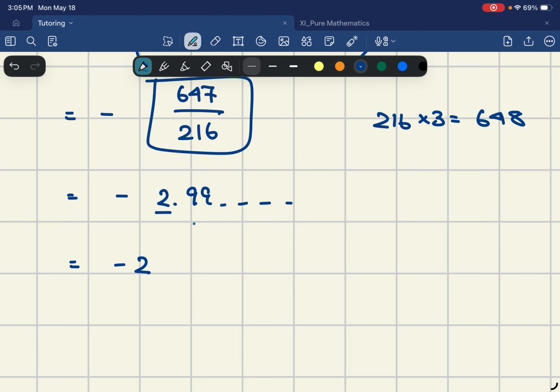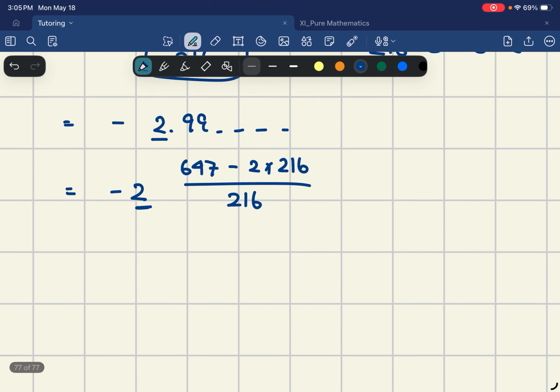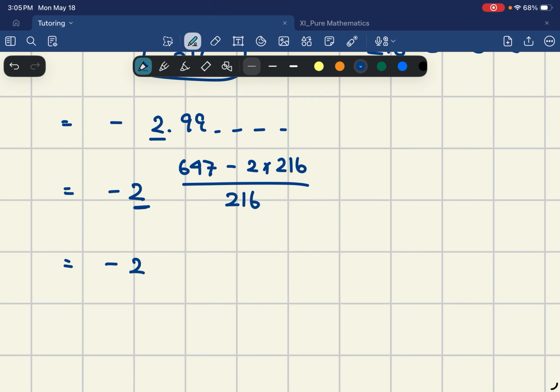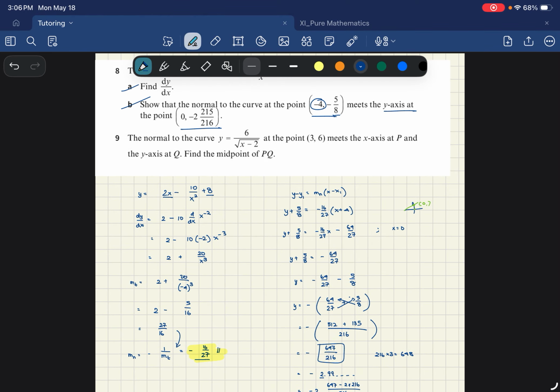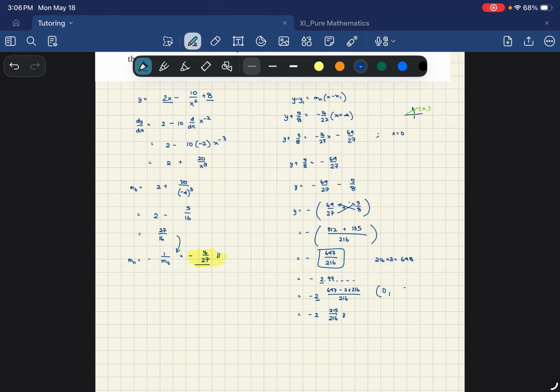Okay, so we were discussing how to convert this to a mixed fraction. Basically you want to keep your negative sign, and keep your whole number, which is 2. Now you take 647 minus 2 times 216, divided by 216. That is going to give you 215 over 216. I did it a bit quickly because I saw the pattern, but that is going to be your solution. So your x is 0, y is minus 2, 215 over 216.